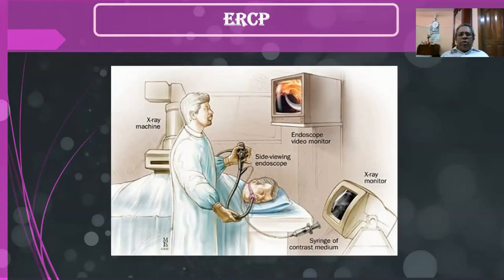So this is about the ERCP. Look, the patient is in a lateral, that means prone position, and the face is turned to the left side. This is the monitor for viewing the endoscopy picture. And there is a C-arm X-ray machine. Whenever the image is taken with the X-ray machine, you give the X-ray beam and take an image, which goes to the X-ray monitor. So this is about the ERCP machine.